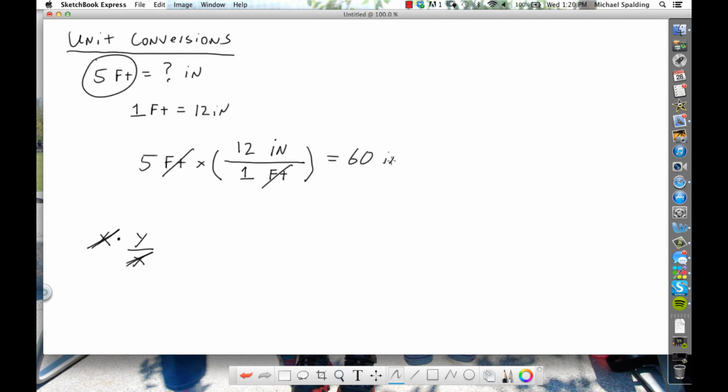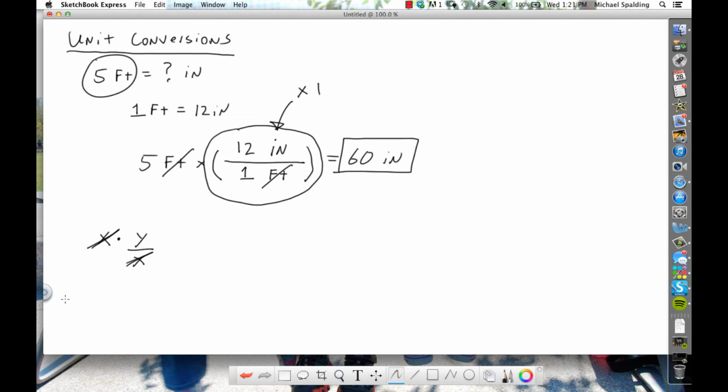60 inches. So 5 foot is equivalent to 60 inches. Now, back to the idea of multiplying by 1. This right here, mi amigos, that's Spanish for my friends. This is like multiplying by 1.